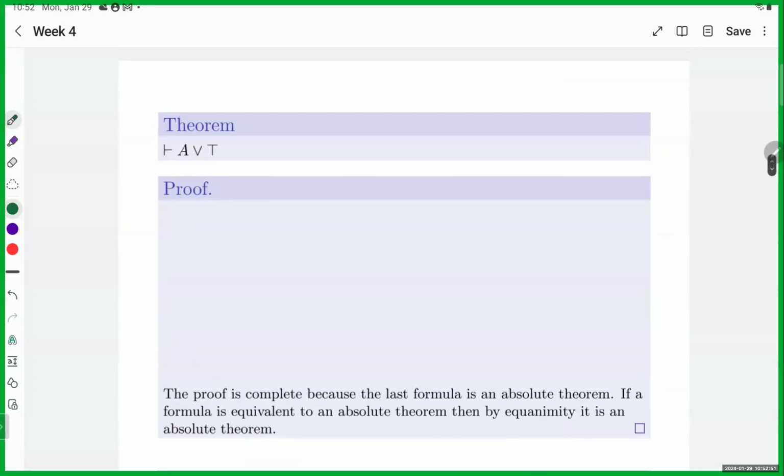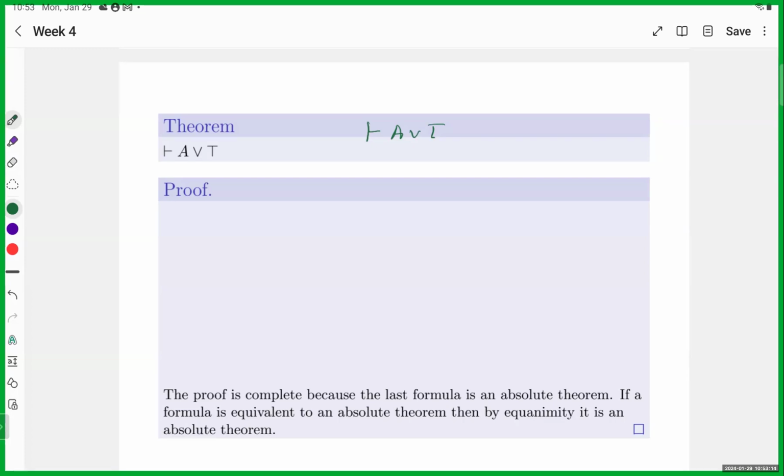Another pretty much obvious theorem: for any formula A, A or top is an absolute theorem. Note that when it comes to semantics, any absolute theorem must be a tautology. That's something that we prove later on. So far, we are talking only about the syntax. But later on, we are going to show that our syntax coincides with our semantics. That is, whatever is an absolute theorem is in fact a tautology.